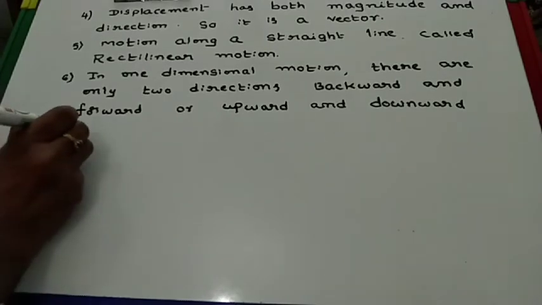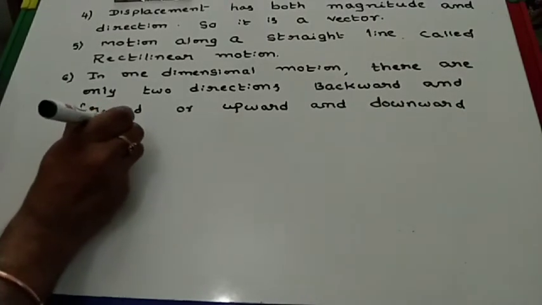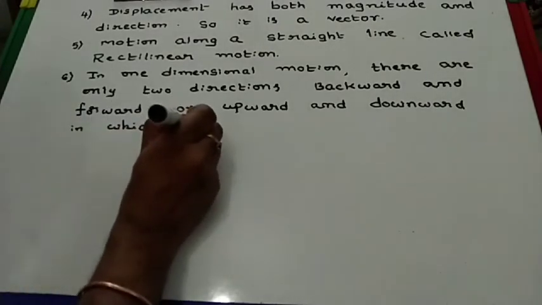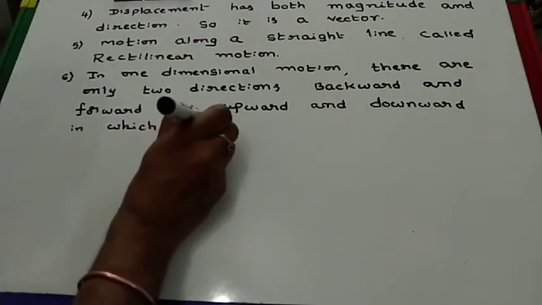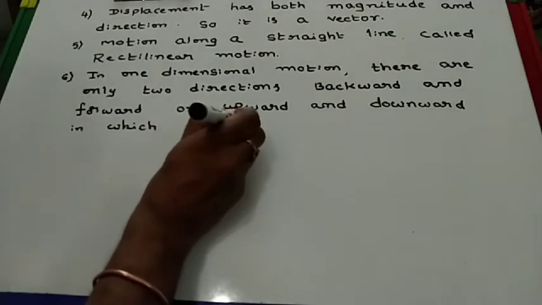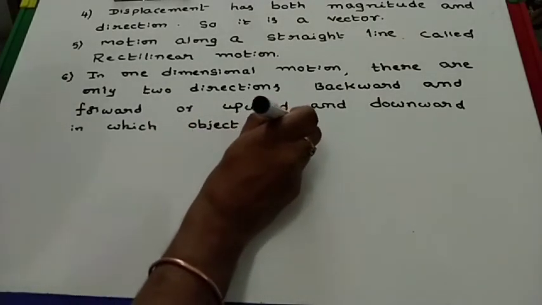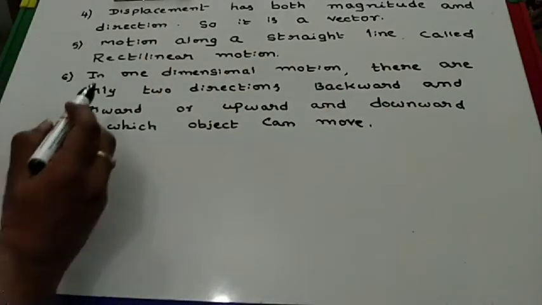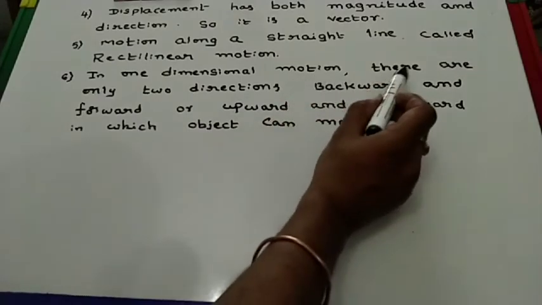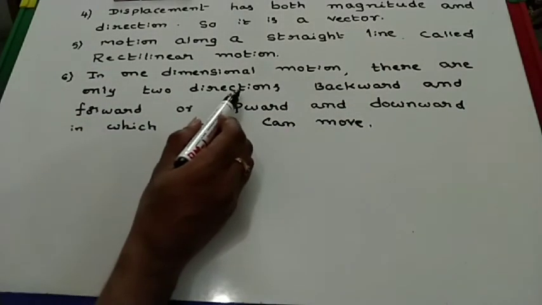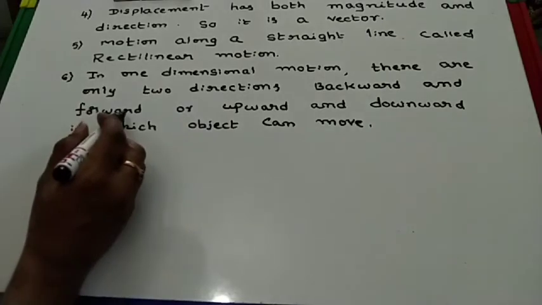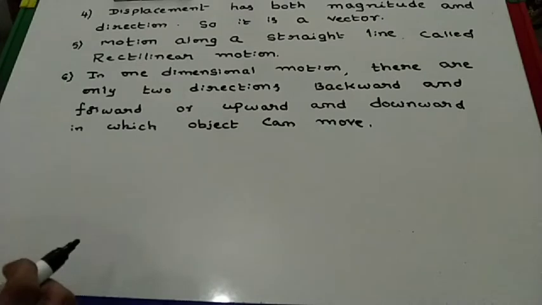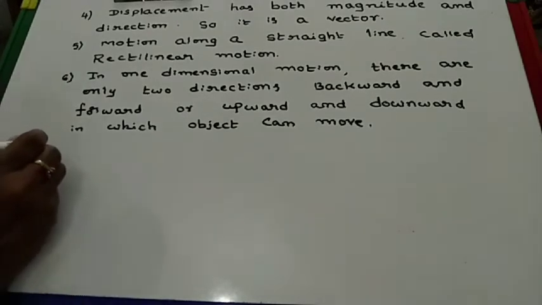In which object can move. Once again I am repeating this point. In one-dimensional motion, there are only two directions, backward and forward, or upward and downward, in which an object can move. Now, point number 7.